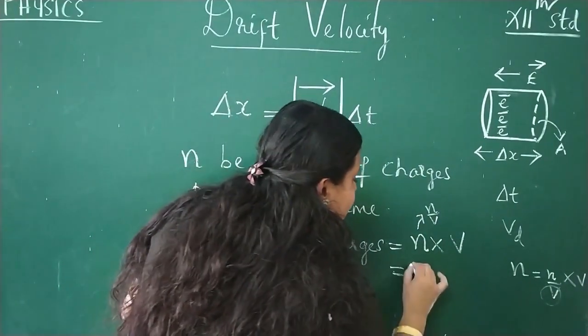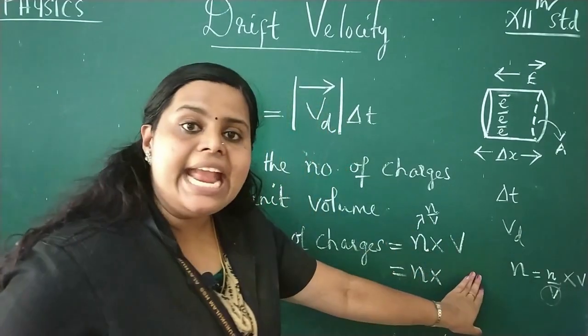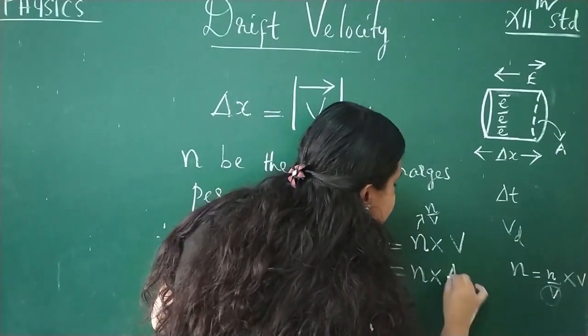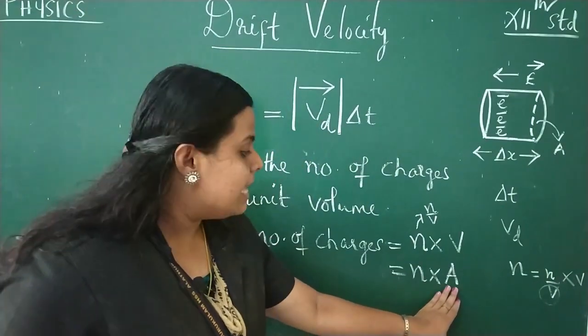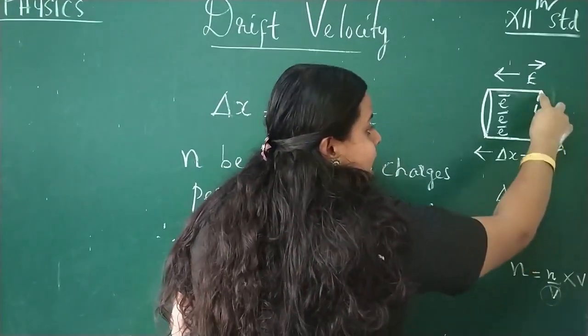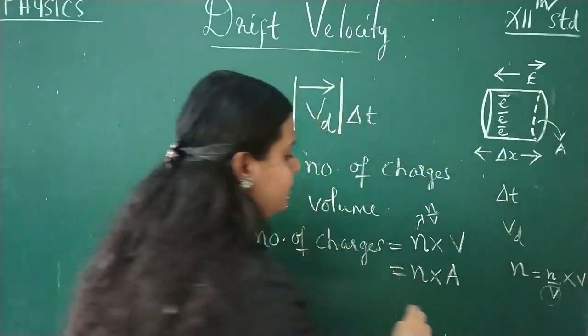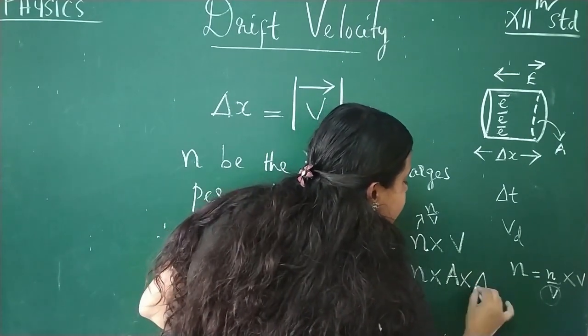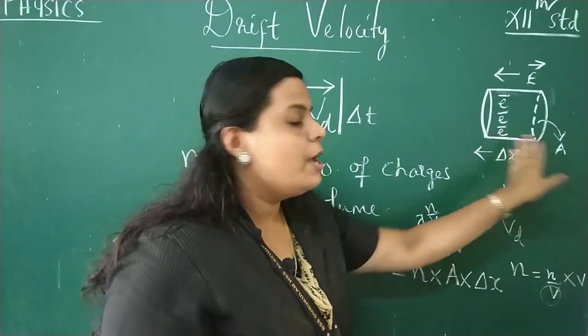Okay, and what about this volume? Volume is actually area into thickness, and here we can consider the area as A, where A is the area of the cross section of this conductor, and delta x is the distance moved.